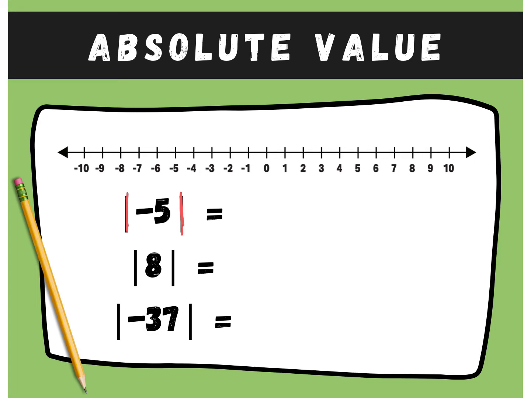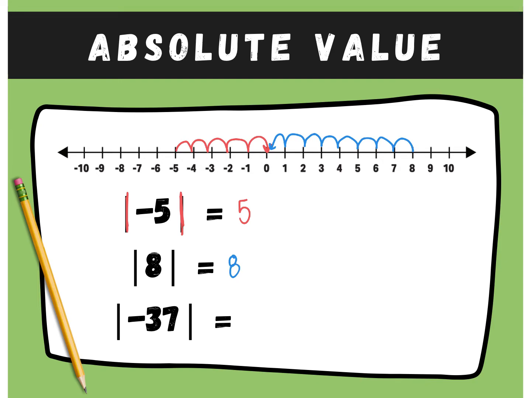So for example, from -5 to 0 would take 5 hops on a number line, so the absolute value is 5. +8 to 0 is the exact same idea. You're still looking for the distance, you're still looking to 0. In this case, you're going to the left-hand side because 0 is smaller than 8. The absolute value of 8 is 8.